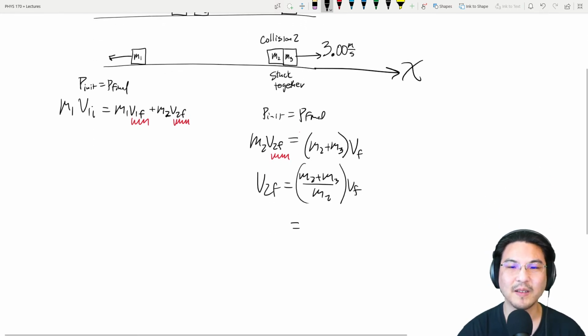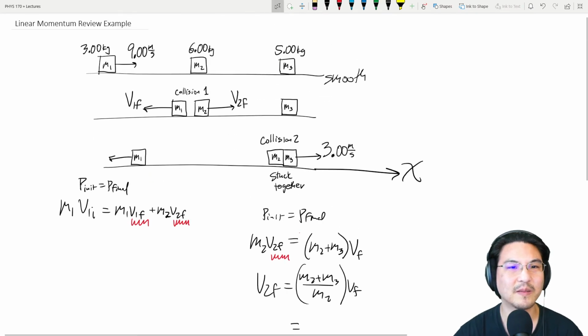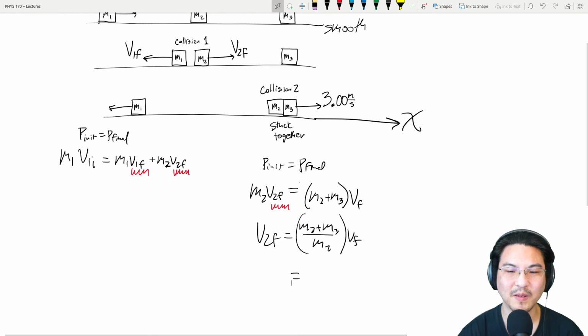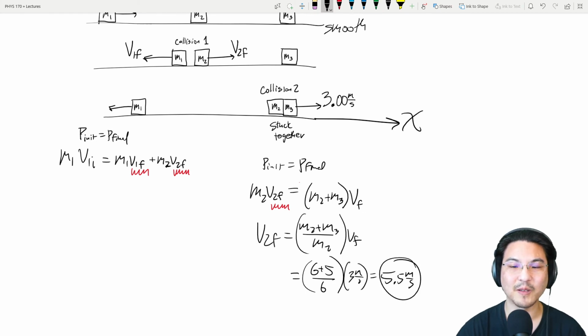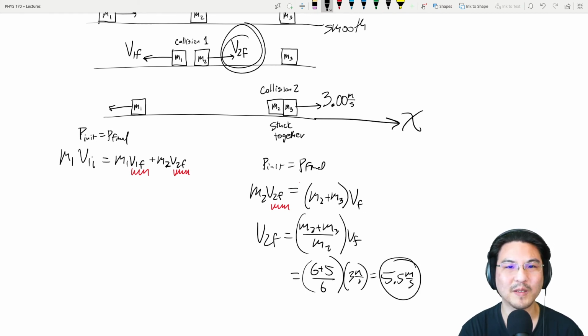So that's 6 kilograms and 5 kilograms, kilograms over kilograms, and then V final was 3. So that's 11 over 6 times 3, 33 over 6, so that's 5 and 3/6. Okay, so we know the speed. This is 5.5 meters per second.